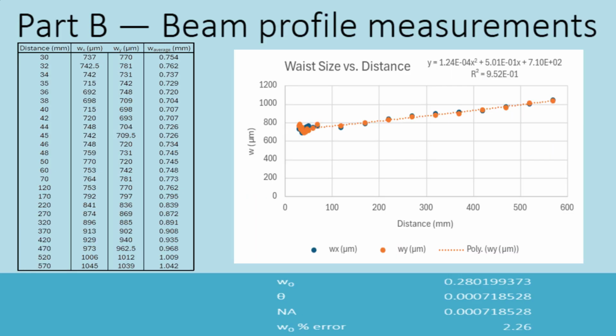In part B, we measured the divergence of a Gaussian laser beam by recording the beam width at various distances using a beam profiler. Using our data, we found that the beam radius increased gradually from about 0.75 millimeters near 30 millimeters distance to just over 1 millimeter at 570 millimeters distance. We put this data into Excel and fit a quadratic regression to it. We used the found coefficients of that regression to find the beam waist, as you can see below.